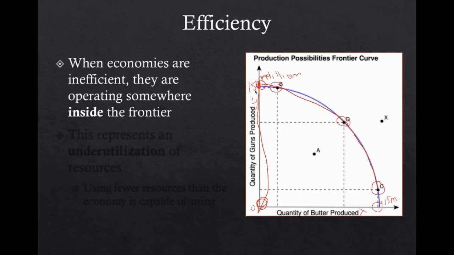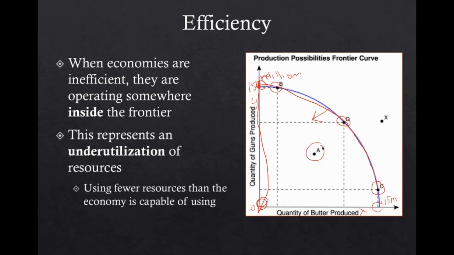So if you are not hitting the frontier, you're not using everything that's available to you. So it's inside the curve. And that would be A. It's called an underutilization of resources. You're using fewer than it's available. And why would you want to do that? If you were capable of producing more, which makes your economy better, why would you want to reach that maximum output? It's really not a fair move.